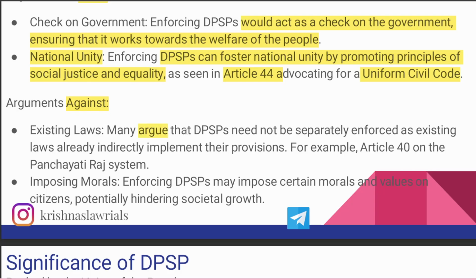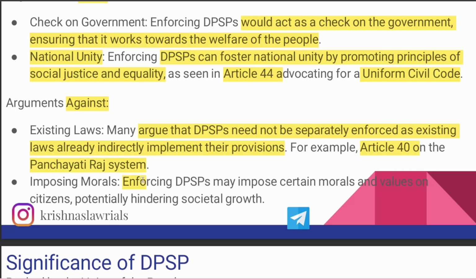Arguments against: existing laws. Many argue that DPSP need not be separately enforced, as existing laws already indirectly implement their provisions. So they are saying that we need not implement DPSP because whatever DPSP is saying, similar laws already exist, so it's not that useful. For example, Article 40, which talks about the Panchayati Raj system, we already have laws for it, so there is no need to make another.